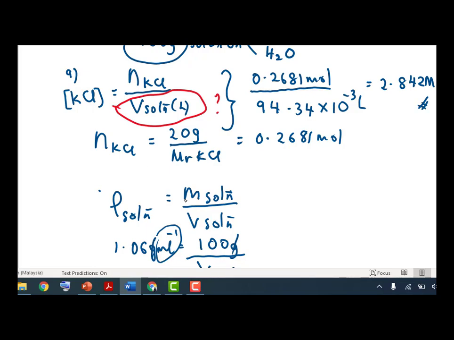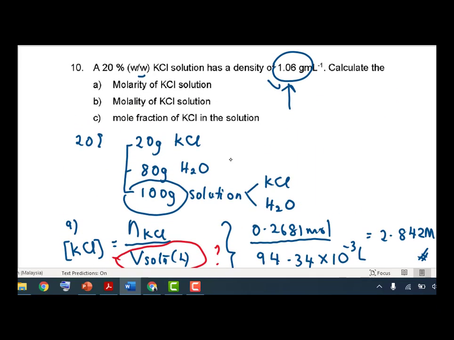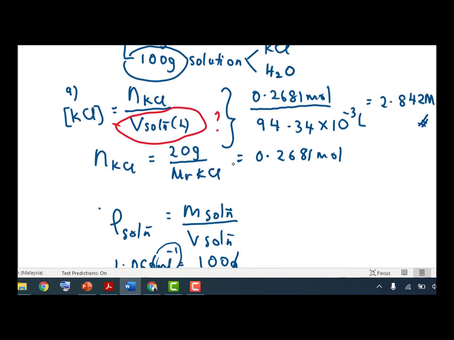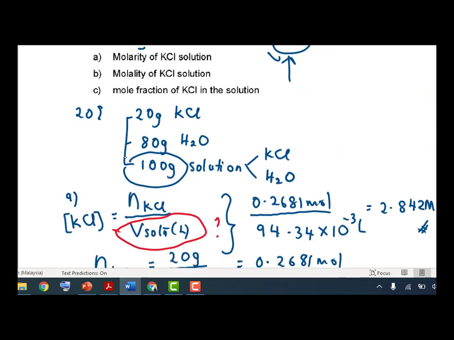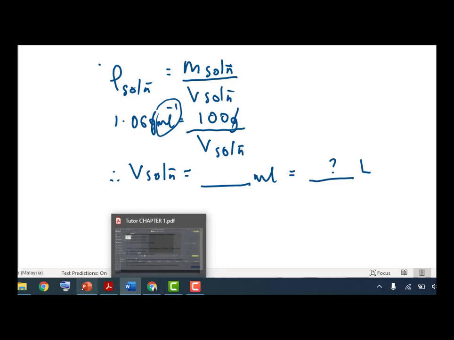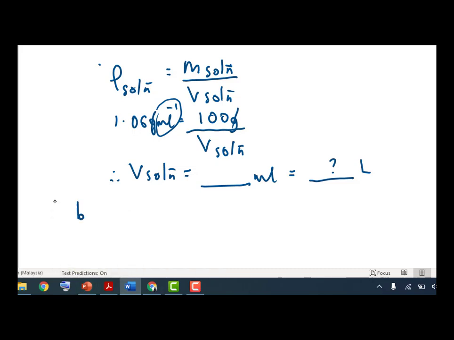Next, question B. Question B is asking you the molality of KCl. Molality. So we can go back to the definition of molality. Okay. So what is molality? Molality is you have to consider the mole of solute. So what is the solute? It is KCl. So mole of KCl divided by the mass of solvent water in kg.